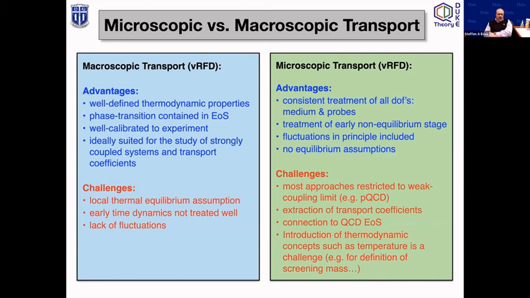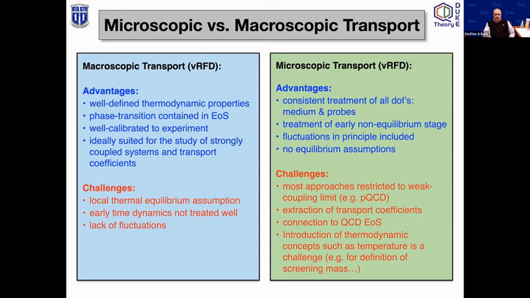But there are some challenges in being consistent thermodynamically, where hydro does it better because it can directly use the equation of state. On the other hand, hydro has a local thermal equilibrium assumption, it doesn't treat out-of-equilibrium early-time dynamics well, and it lacks fluctuations. So depending on which question you want to address, you may have to switch to a microscopic transport evolution for bulk matter in order to have the proper medium for what you want to look at.